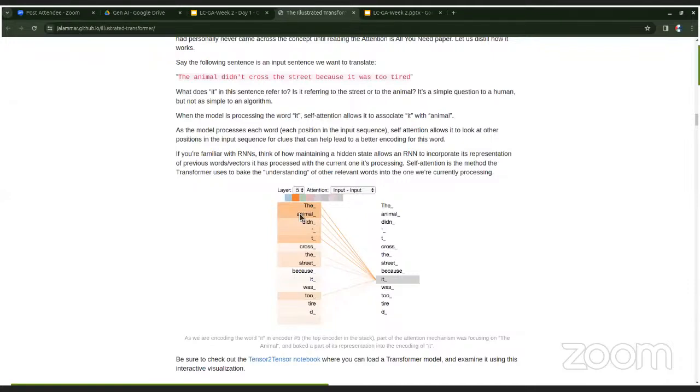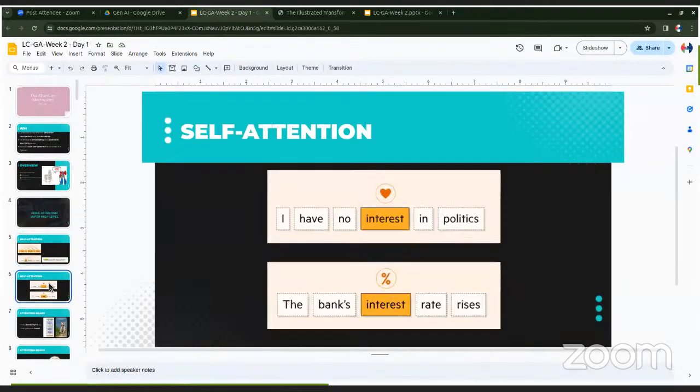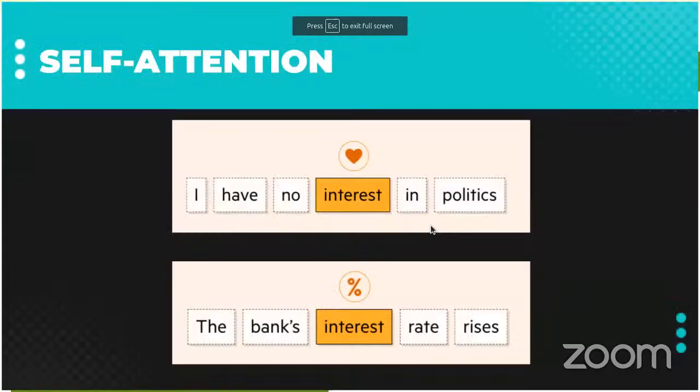The animal is most likely what it should use to determine what that "it" is, because "it" in any other sentence could be anything. So self-attention makes the model know that at this point in time, what determines the word "it" are those things at the back of it, right? That's what attention is at a high level. Depending on the context of a word, a particular word can have a different meaning. Take these sentences: I have no interest in politics, and the bank's interest rates rise. At each point, the word interest has a different meaning. What determines the meaning of a particular word is most likely the words behind it or in front of it, so it's something like context.